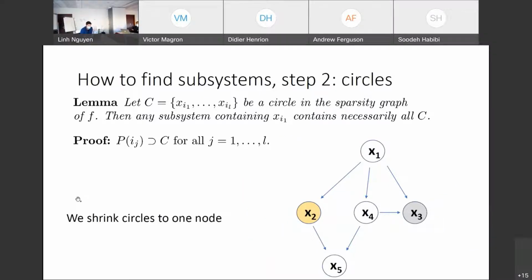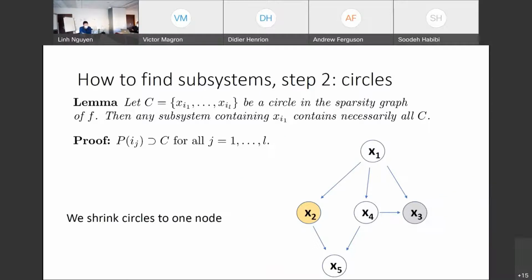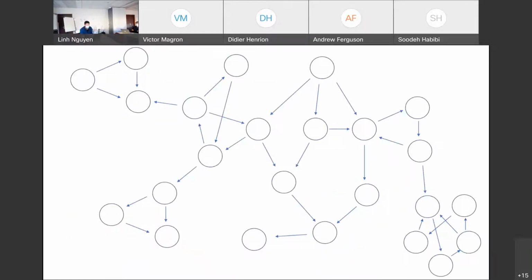That means we just take the whole circle and represent it by one of the nodes in the circle. This is called a vertex contraction, and it leads to the following. If we've done this with all circles, we end up with a directed graph with no circles. This can also be called a forest, and with that graph, we can easily work. I want to show this in the following example.